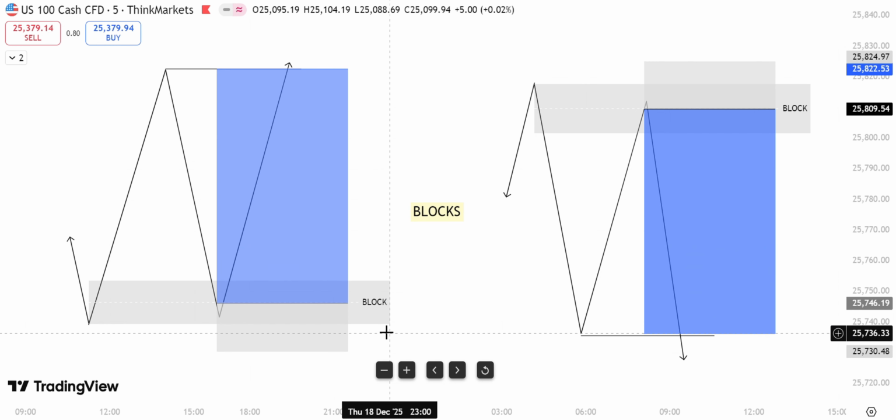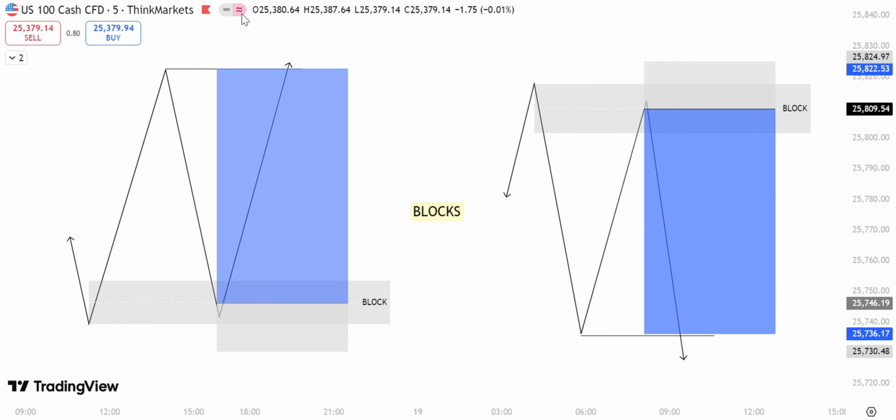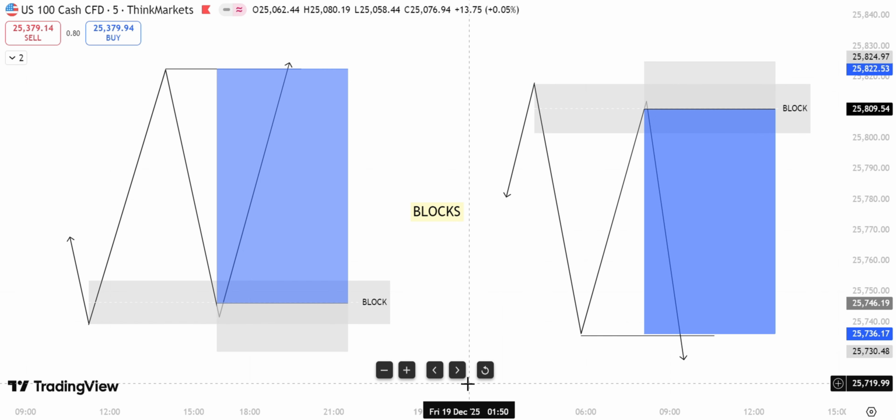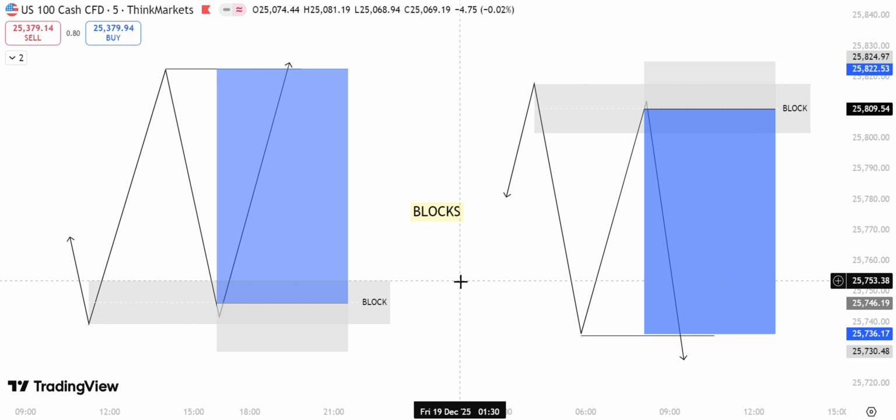These are one of the main things that I use for my sniper entries, which I don't use very often, but they are really powerful once you combine them with some confluences. Therefore, in this video I will just be teaching you the blocks, and that is the main point that you need to know if you want to snipe like a sniper.